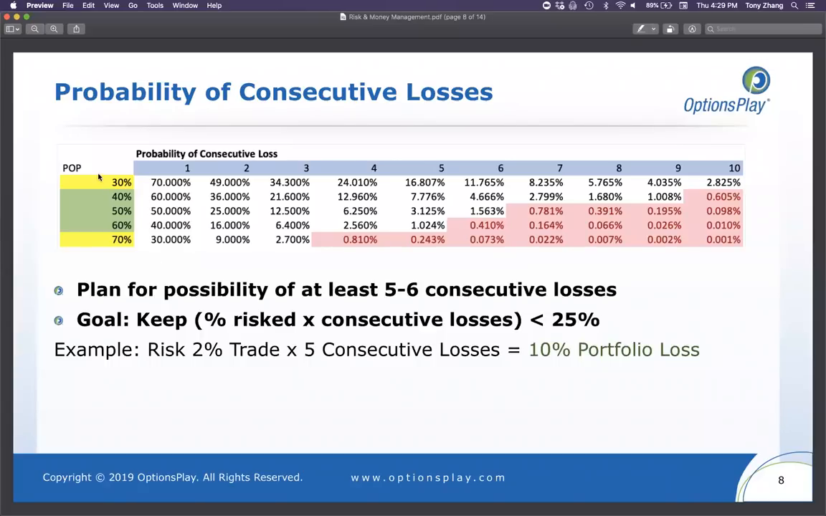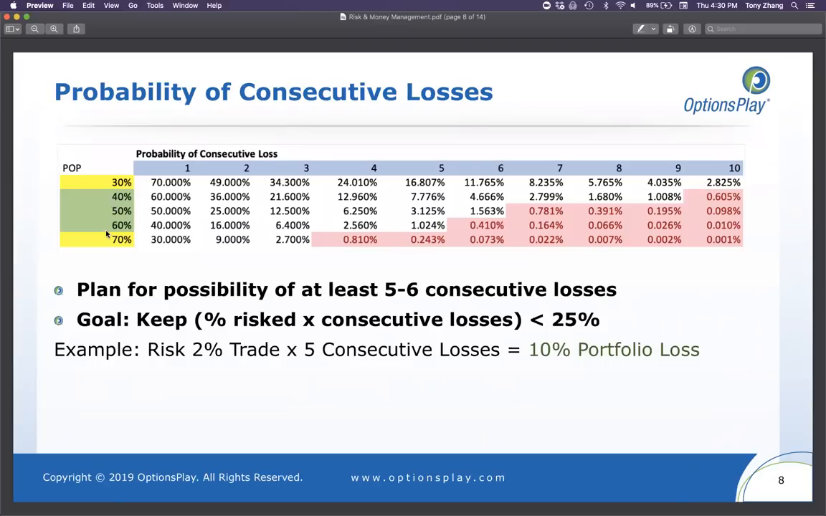What I have here on the left-hand side is the probability of profit. So for those of you that trade debit spreads, long calls and puts, you'll be more on this lower end, 30 to 40%. For those of you that trade things like short calls, short puts, credit spreads, iron condors, you might be on the higher end of the spectrum. And what this tells you is the probability of having a consecutive number of losses based on the type of trades that you do.